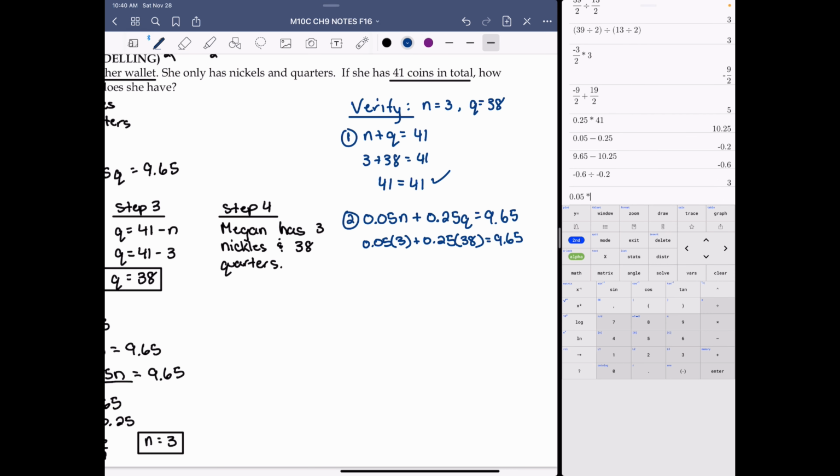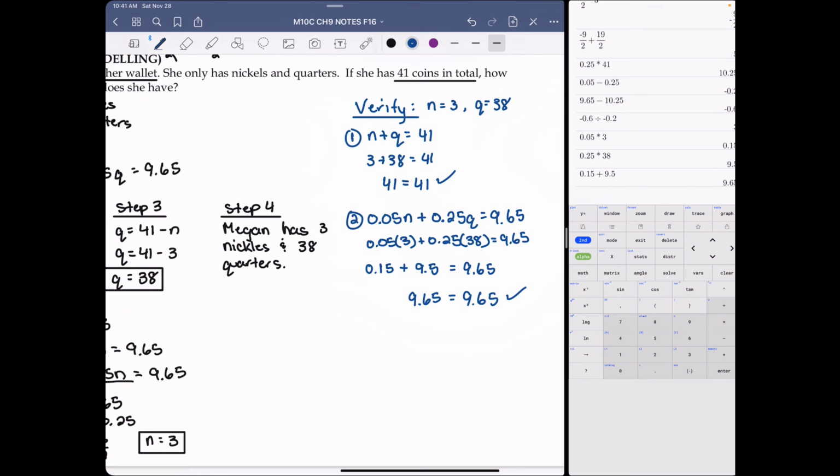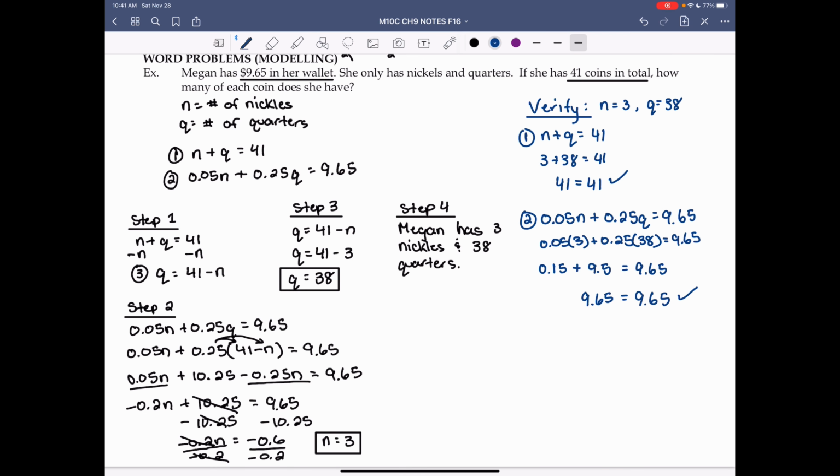0.05 times 3 would give us 15 cents. 0.15 plus 0.25 times 38, which is 9.5, equals 9.65. 0.15 plus 9.5 gives us 9.65. So 9.65 equals 9.65. So we verified our solution for both equations, which means we have verified that it's a solution to the system.